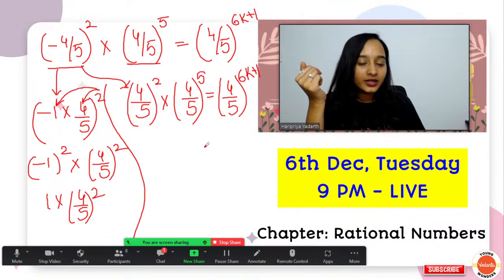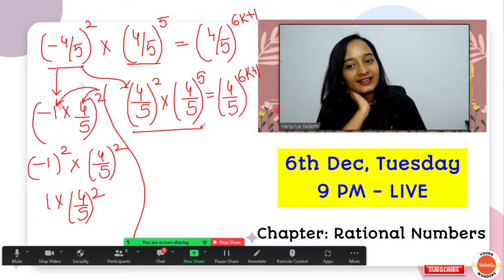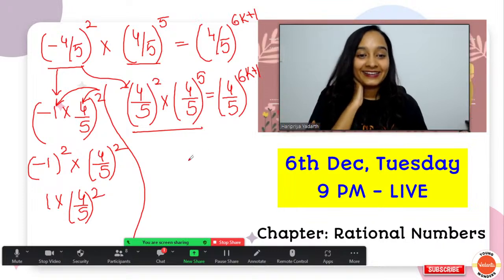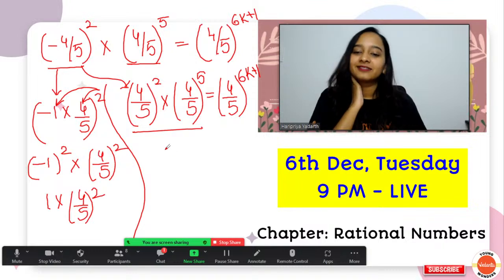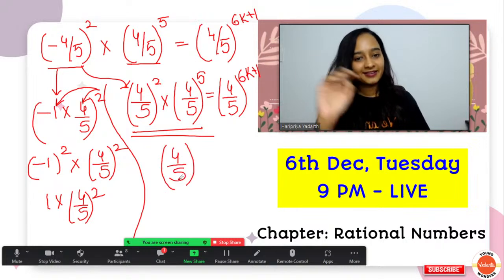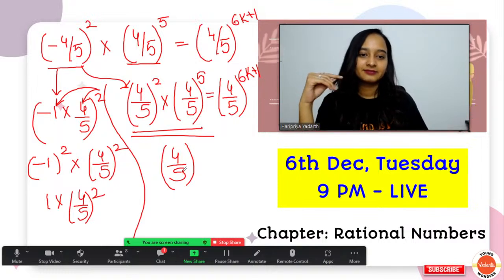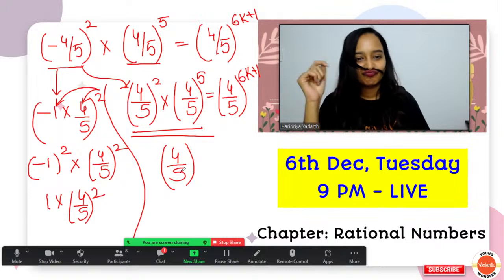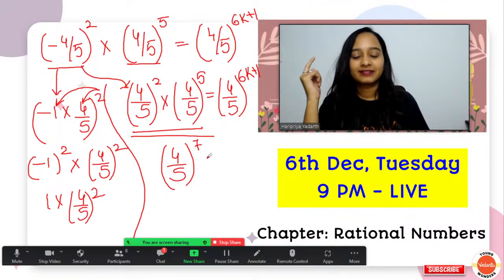Yes, ma'am. What will you do? Ma'am, we have to solve this according to the laws. Yes, so do it, how will you do it? We will do 4 by 5 to the power 2 into 4 by 5 to the power 5. Ma'am, we will simply multiply, and bases are the same, so we will add the... what is that called?